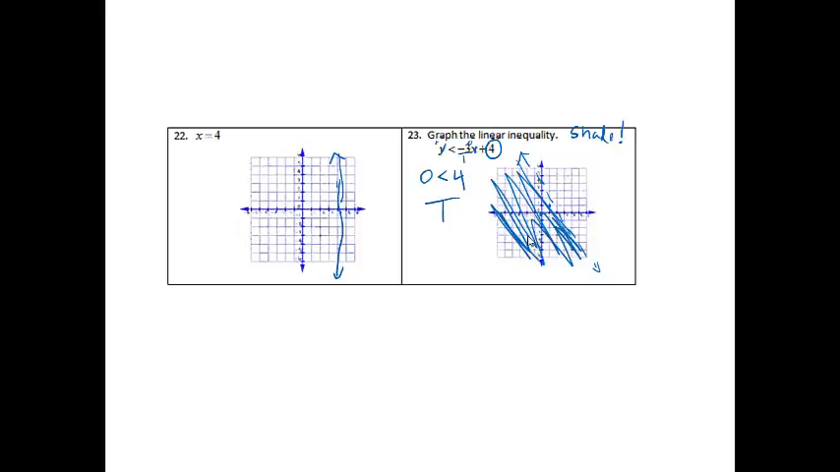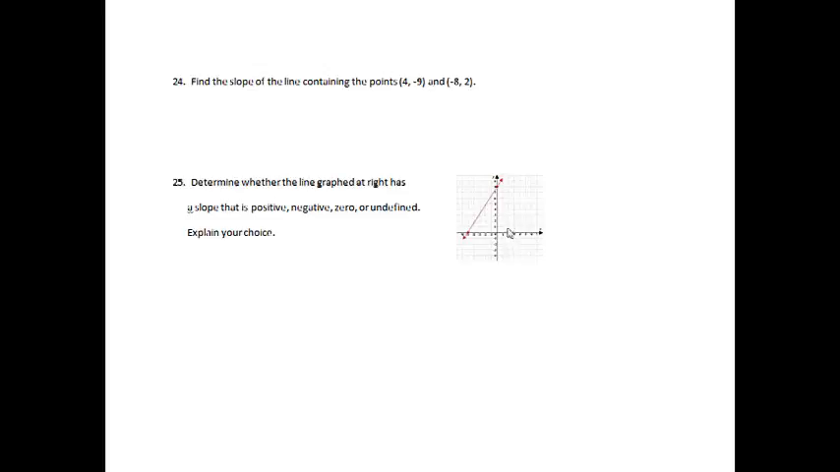Okay, problem 24 asks us to find the slope of the line containing the points 4, negative 9 and negative 8, 2. If you like to label them x1, y1, and x2, y2, go right ahead. When we find the slope, the y's go first. So I'm going to take the y value minus the y value. So I'm going to do 2 minus negative 9. And then down below, we're going to do an x value minus the x value. So we'll do negative 8 minus 4.